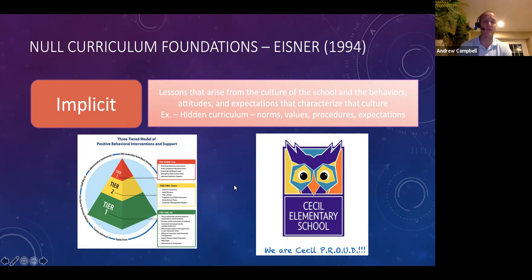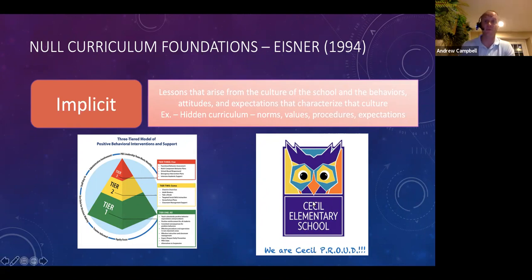The first one, of course, is PBIS. I'm not going to go into exactly what PBIS is, but for those of you that are familiar with it, the purpose is to support positive behaviors. Now, it might seem like it's a formalized curriculum, but there's nothing in it that's taught. There's no assessment limits or anything such as that. It's more of norms, values, and the expectations.